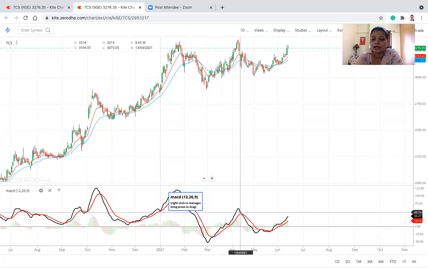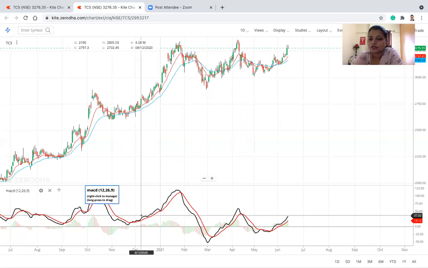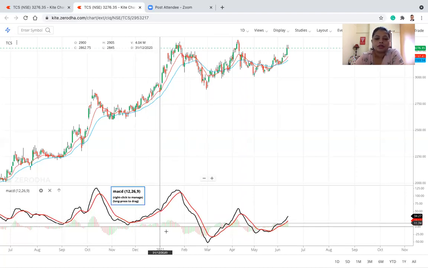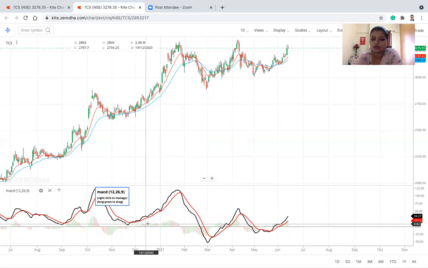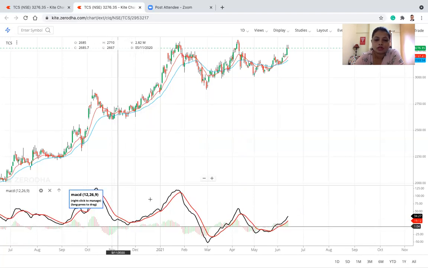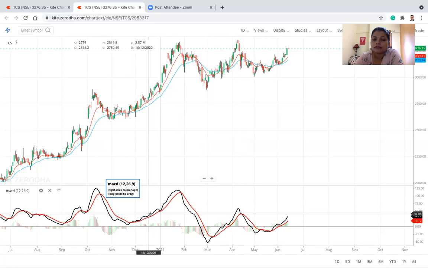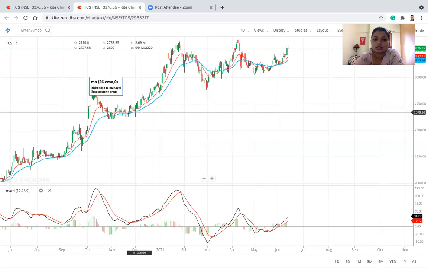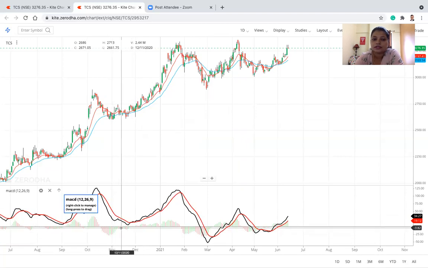If the black line, the MACD line, is going below the red line, it's an indication of sell. And whenever the black line is coming above the red line, it's an indication of buy. Okay. And the third component of the MACD indicator is the MACD histogram, which is these colorful bars. Okay, so what are these? The same logic which is used for the MACD line is used here for the MACD histogram.